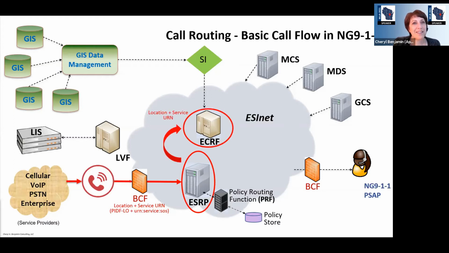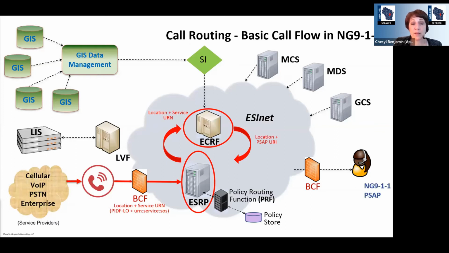The ECRF is going to do the point and polygon query. It's going to take that location and drill down through the PSAP layer and the emergency service boundary layers, and it's going to return that URI identifying the PSAP where to route the call. The ECRF returns that location with the PSAP URI to your ESRP, that's your traffic cop that will tell it where to go.